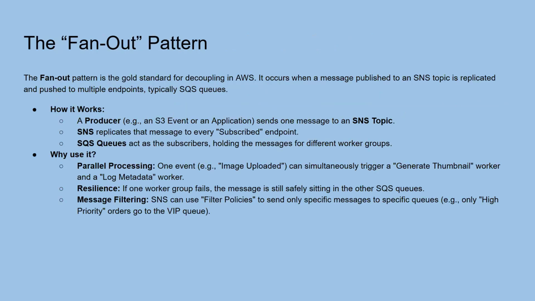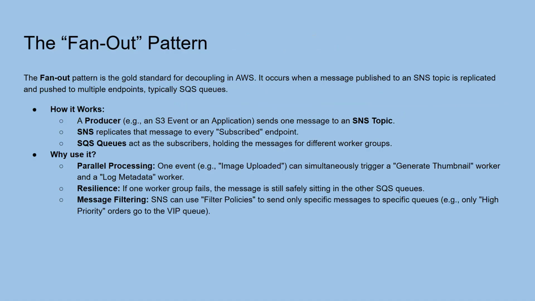All right, now that fan-out pattern I just talked about, it's the gold standard for decoupling in AWS. It occurs when a message published to an SNS topic is replicated and pushed to multiple endpoints, typically SQS queues. How it works: a producer, like an S3 event or an application, sends one message to an SNS topic. SNS replicates that message to every subscribed endpoint. Then SQS queues act as the subscribers, holding the messages for different worker groups.